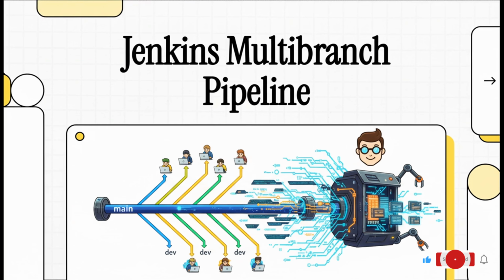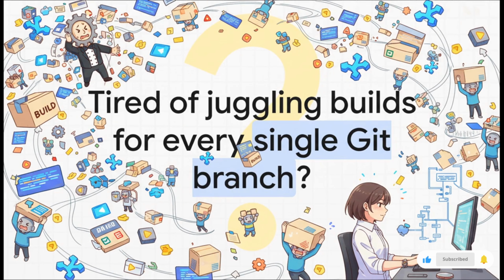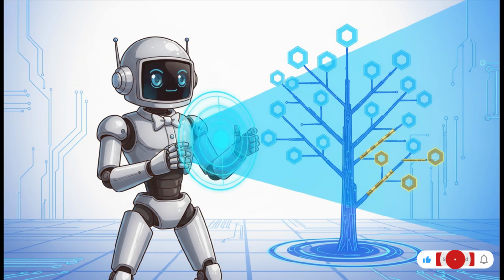Let's break it down. I mean, are you just tired of manually setting up a new build job every single time a teammate creates a new feature branch? It's so repetitive, it's easy to make mistakes, and honestly, it just doesn't scale. You end up spending way more time fighting with your CI tool than you do writing actual code. But what if there was a better way?